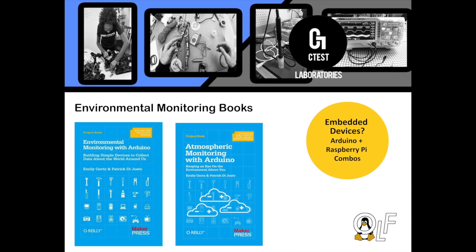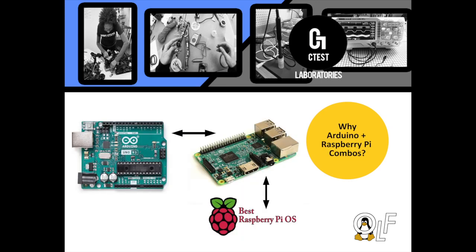They're good books for what they are, and for the cost, you really can't beat them. They're done by O'Reilly and Maker Press, so this is good stuff. And so, for those of you that are interested in this kind of thing, this is a good place to start, right? And so, we have the Arduino and Raspberry Pi, and the Raspberry Pi OS.